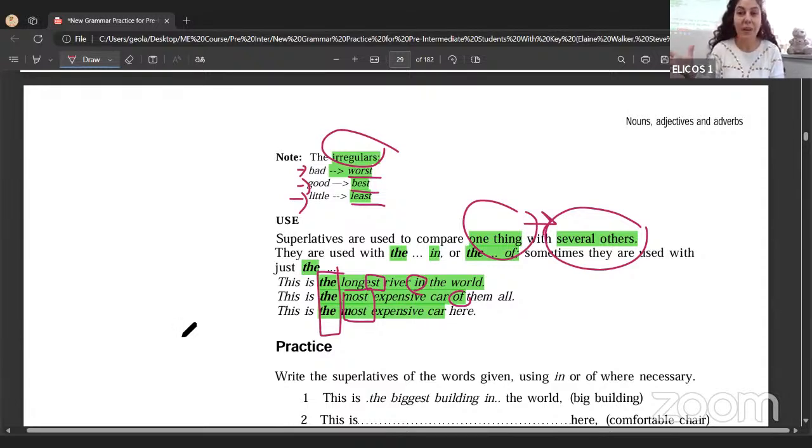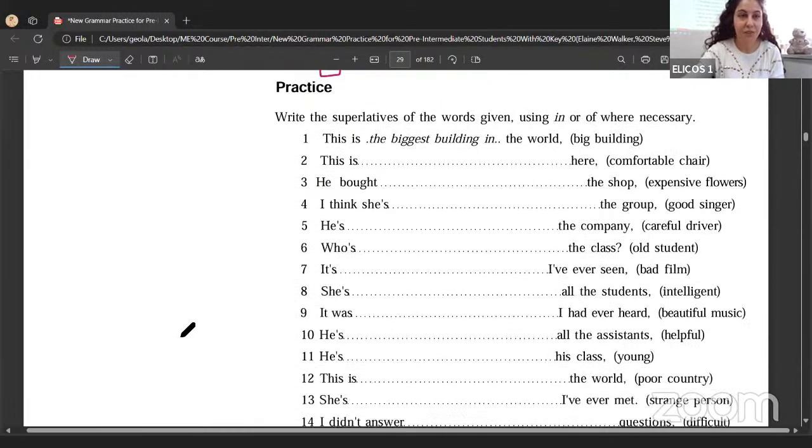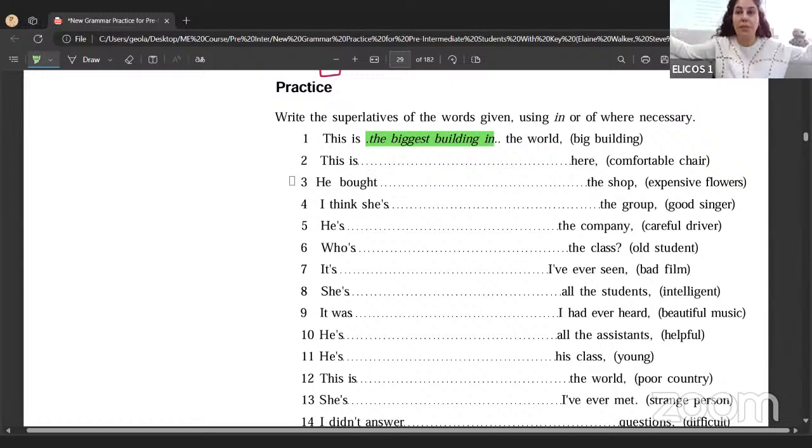Okay, so now that we know the rules, let's practice some sentences. So I'll do the first one. This is the biggest building in the world. So you can see I'm looking at one building and I'm saying compared to all of the buildings in the world, this one is the biggest building in the world. Okay, we'll start with number 3.